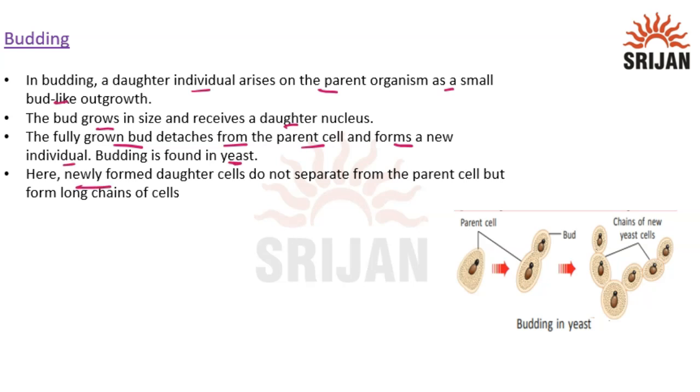The newly formed daughter cells which are growing and dividing do not separate from the parent cell, but instead they form long chains of cells. Like in the figure, we can see that there was this parent cell, and then there was this bud formed, the daughter nucleus was formed, and then it started dividing itself into these chains of cells, and when they are fully matured, fully grown buds, they will detach themselves from the parent cell. This process is called budding.